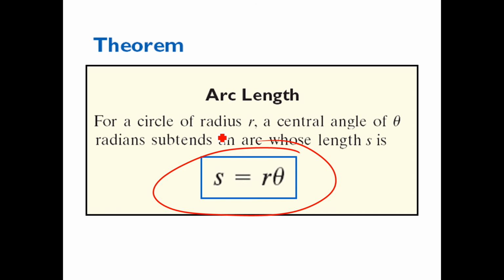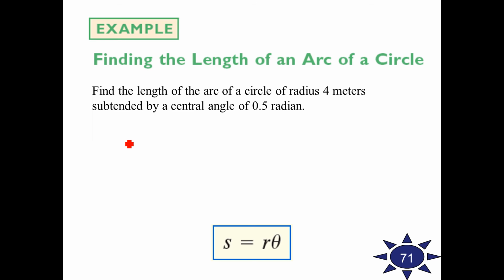Now theta needs to be in radians. All right, so theta's in radians. So S equals R theta. Find the length of the arc of a circle. So we're trying to find S. The radius is 4. The central angle is 0.5 radians. So we're just plugging them in. S is going to be 2 meters. All right, try problem 71 using that formula.